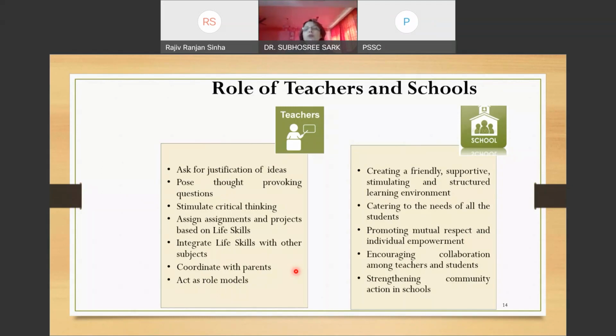And what should the school do? What is the responsibility of the school? The school should provide a friendly, supportive, stimulating, and structured learning environment. Everything should be planned. Not haphazard, where today you do one life skill and suddenly tomorrow you feel like doing another. No, it should be structured. It should be there in the syllabus that you make, and in a planned way, promoting mutual respect and individual empowerment, encouraging collaboration amongst teachers and students, and strengthening community action in the schools. These are very, very important for the schools to provide the positive learning environment for life skills, to help the teachers teach life skills to the students.